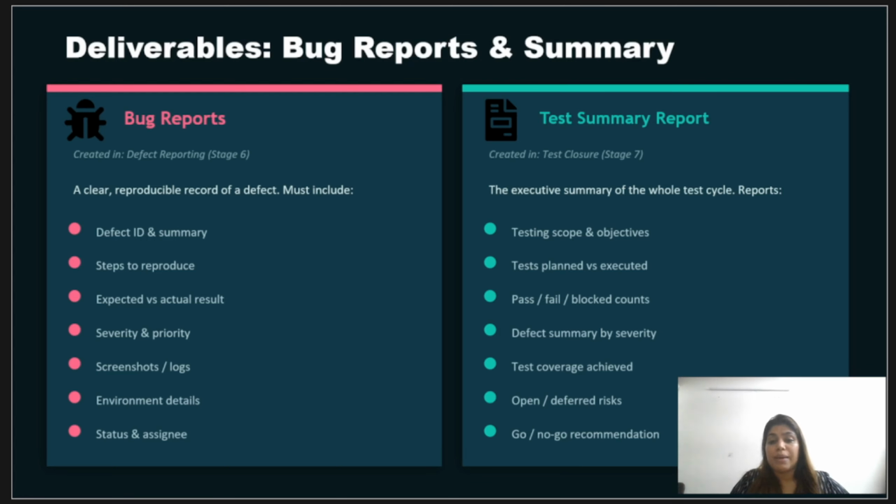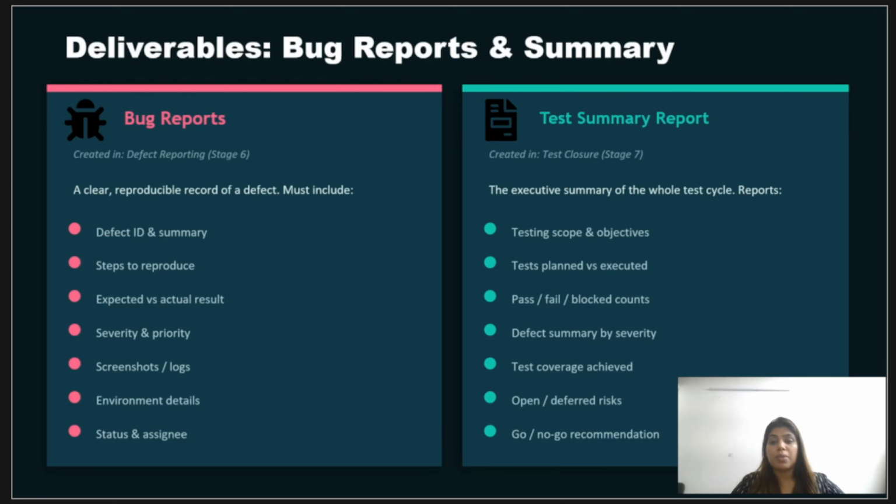Then there is test summary report. So this test summary report is the capstone deliverable produced during the test closure. It's written for stakeholders and management, often people who are not technical. It answers one big question: is the software ready to ship?